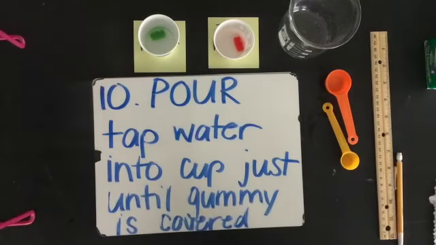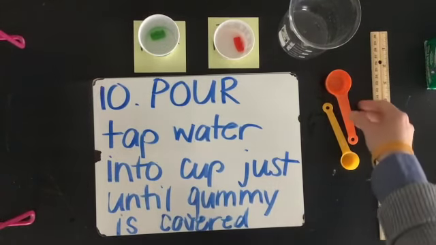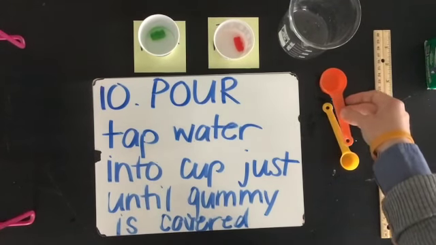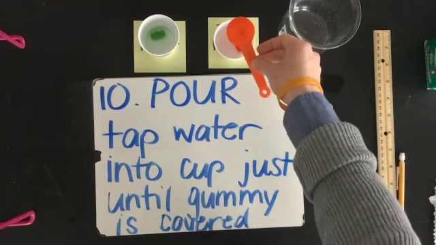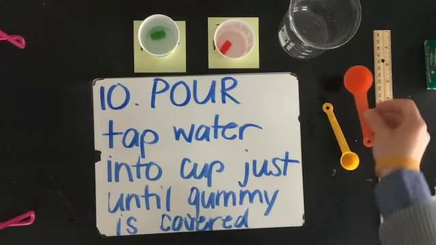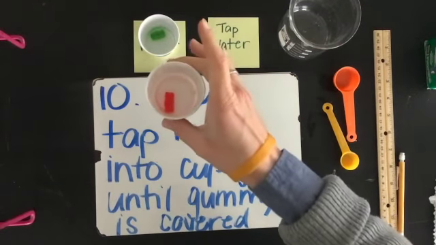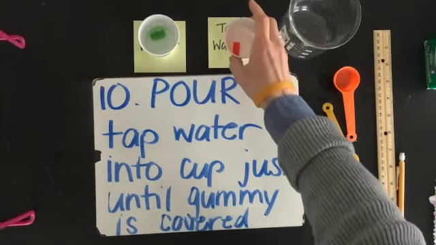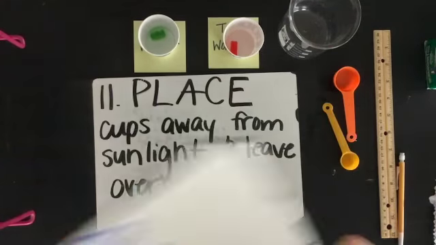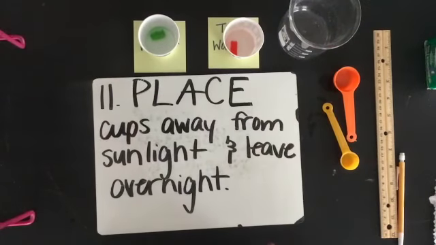Okay, step 10 is to pour tap water into the cup just until the gummy bear is covered. Now, if I remember, it was about 1 tablespoon of water that will do the trick in the other one as well, making sure that your gummy is covered with water. And then you're going to take both of the cups away from this spot, put them in a spot away from sunlight, and leave overnight.